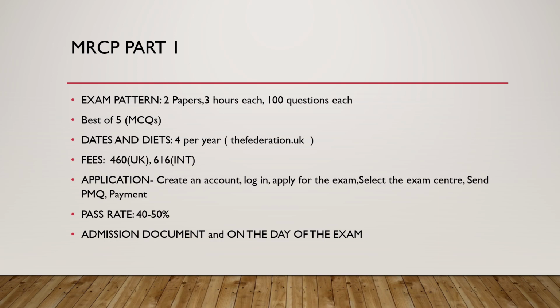The pass rate is usually 40 to 50%, but no need to worry about it. Try and pass part 1 in first attempt. After applying for the exam, you will receive your admission document approximately 4 weeks before the exam, and you need to take that admission document with you on the day of the exam. You'll go to the exam center, and the first session starts. You have to sit and write for 3 hours straight, and then you'll have a break for an hour, and then you'll sit for another 3 hours.